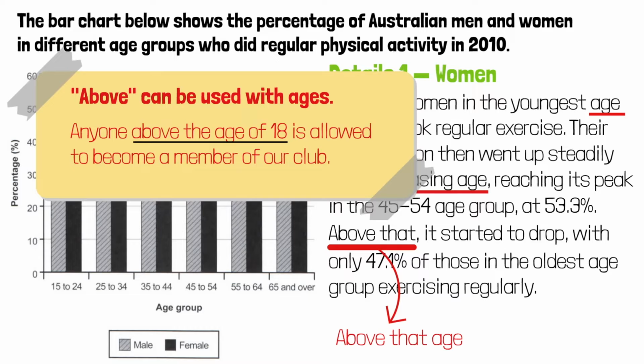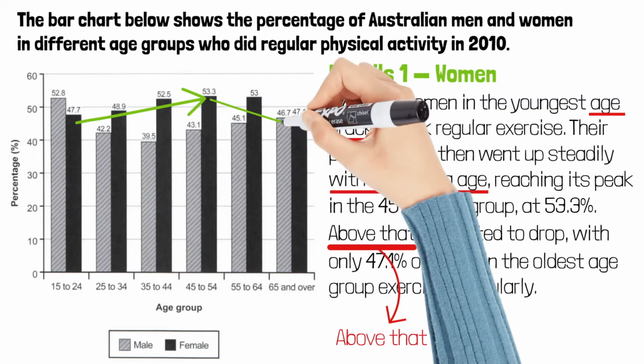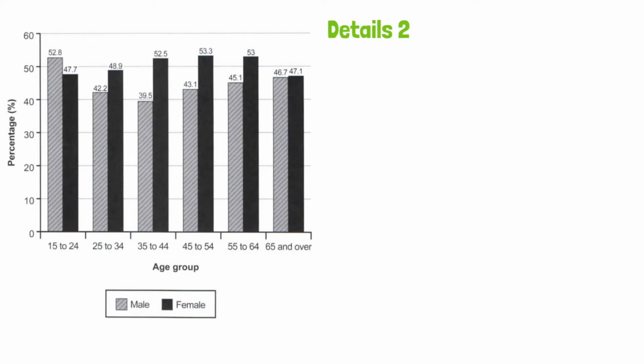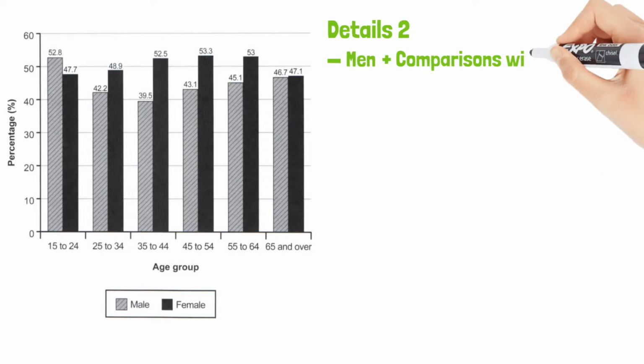This paragraph is done very simple. All I did was describe the trends and add a few important numbers. Now let's move on to details paragraph 2, in which I will describe the trends of men's participation and also compare men's participation to that of women.